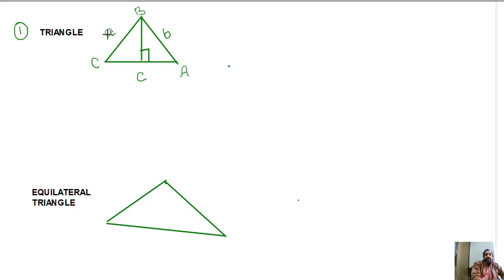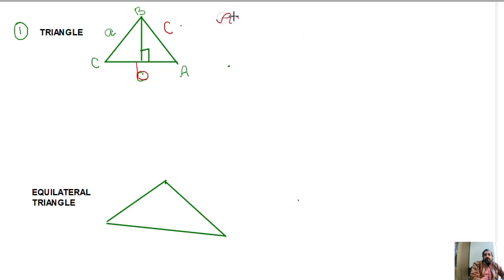Now coming to triangle. In triangle ABC, A's opposite side is small a, B's opposite side is small b, and C's opposite side is small c. Understand? So these are the lengths of the sides. Now, the sum of the lengths of the sides is nothing but the perimeter.